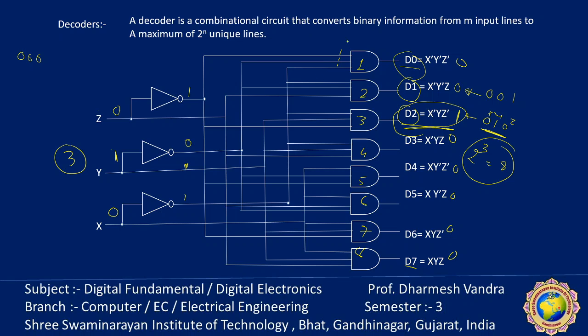In a decoder, normally AND gates are used, and each AND gate has a logic equivalent to a minterm, which is represented. So whatever the binary information, a particular line is enabled.